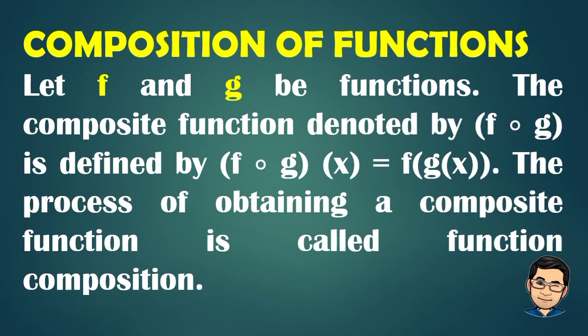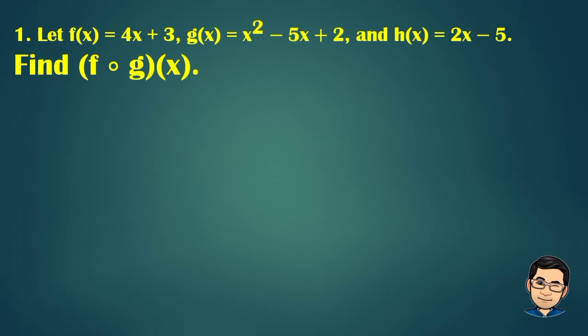So, ang process lang nito is yung kunwari, f of g of x, yung g of x na yung given function dun is isa-substitute lang natin siya dun sa function ng f of x. And then, magkakaroon ng panibagong function. So, for example, we have, let f of x is equal to 4x plus 3, g of x is equal to x squared minus 5x plus 2, and h of x is equal to 2x minus 5. So, ang una muna natin is find f of g of x.